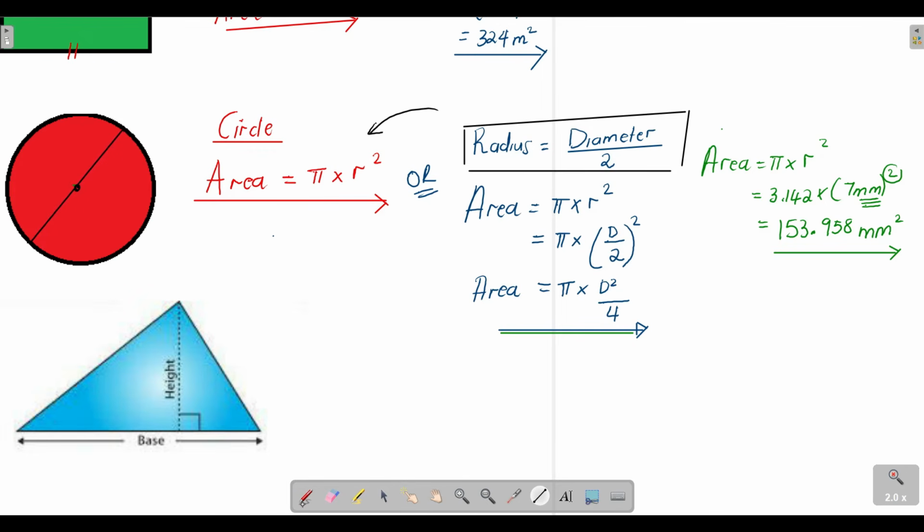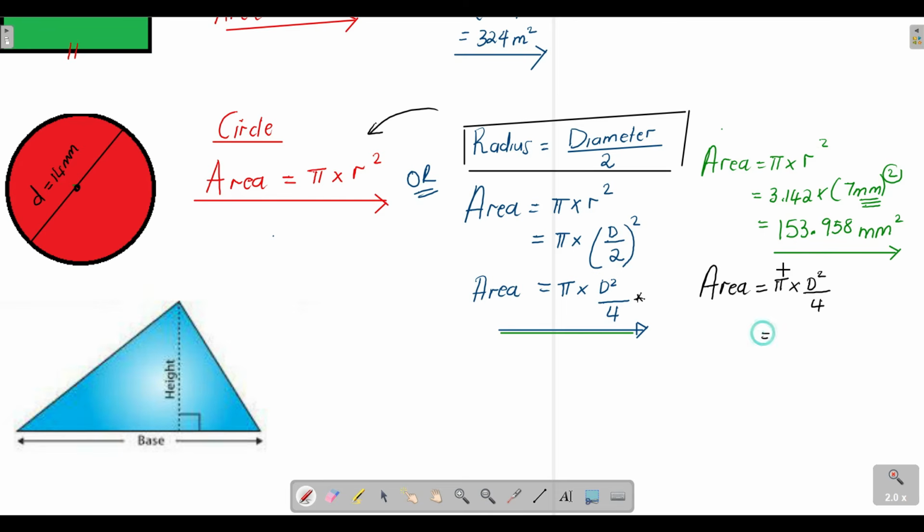Okay, they gave you that the diameter is equal to, I'm going to say D is equal to 14 millimeters. So let's apply this equation to help us calculate the area of this circle by just using the diameter. It will be area is equal to, using this formula, pi multiplied by D squared over 4.